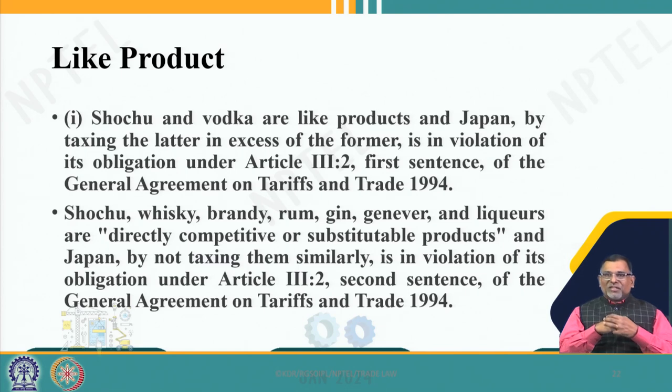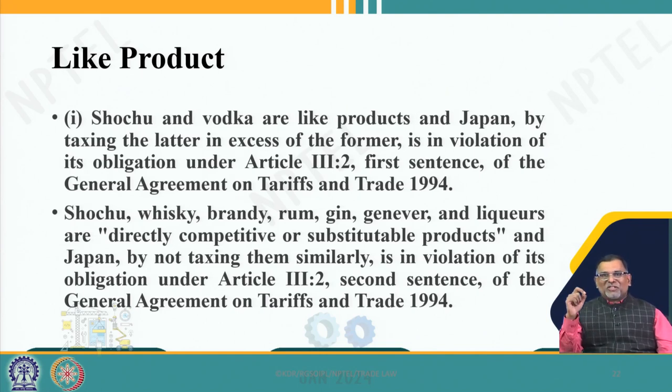So, it is very clear, you cannot discriminate between a national product and a foreign product, the national treatment principle. And we said that the entire WTO is based on two cardinal principles: one is the MFN clause and the second one is national treatment. So, Article 3.2 violation. And you cannot escape by saying that every household uses it. The WTO panel and appellate body looked into what is the purpose and what are the characteristics, whether it is exchangeable or equally competitive product. And the panel and appellate body said that shochu is a like product as that of vodka.